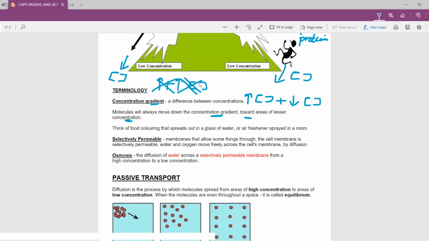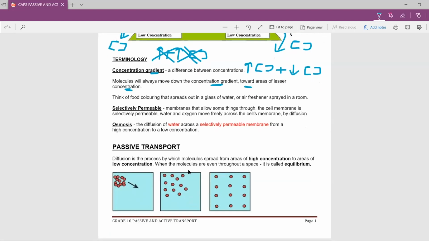The example we use is food coloring. Imagine you put a drop of food coloring in water. This is the area of high concentration of the food coloring, and this is the area of low concentration of the food coloring, and you can see what happens. The food coloring moves from a high concentration to a low concentration until evenly spread. That is just an example of diffusion, which you also learned in grade 8.